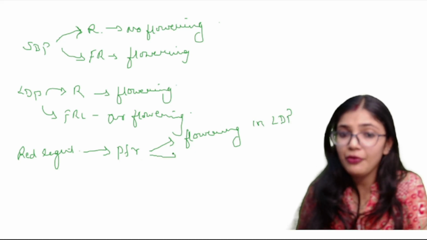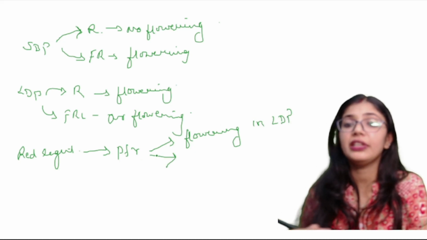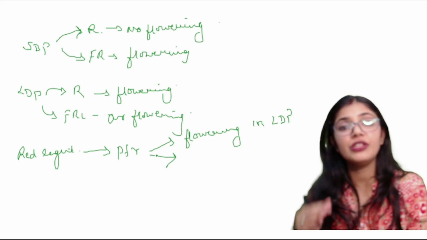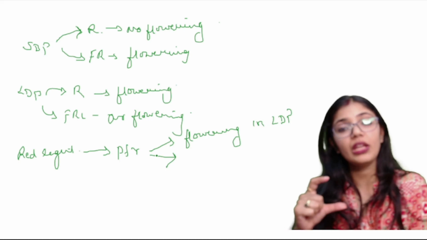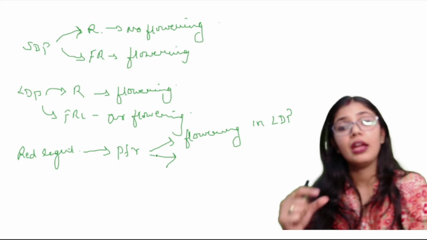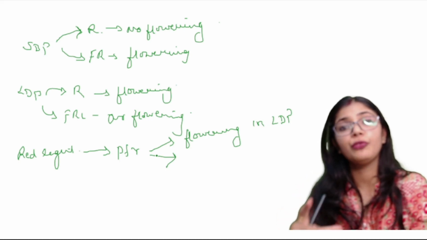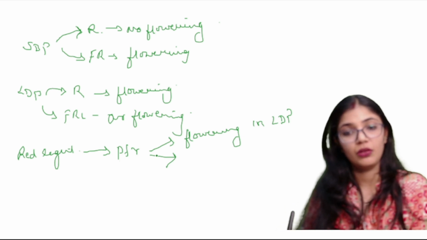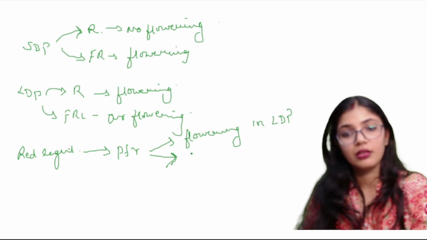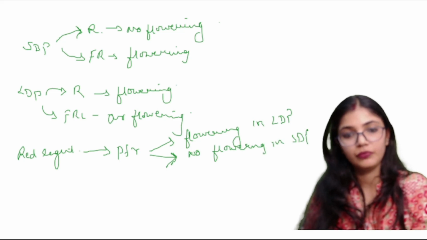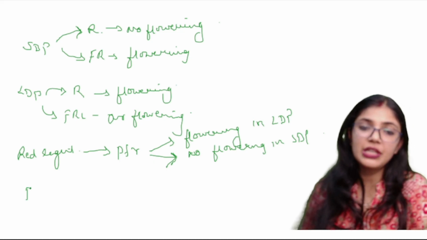But if PFR is more, does it flower in the short day plant? No, because in the short day plant it requires more amount of dark. What happens in case of short day? It requires more amount of short day. Okay, so here the light condition will be less. So in this case there will be no flowering in short day plant.